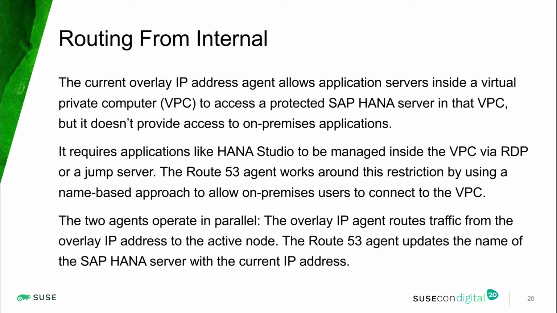The Route 53 agent works around these restrictions by using a name-based approach to allow on-premises users to connect to the VPC. The two agents operate in parallel. The overlay IP agent routes traffic from the overlay IP address to the active node. The Route 53 agent updates the name of the SAP HANA server with the current IP address.